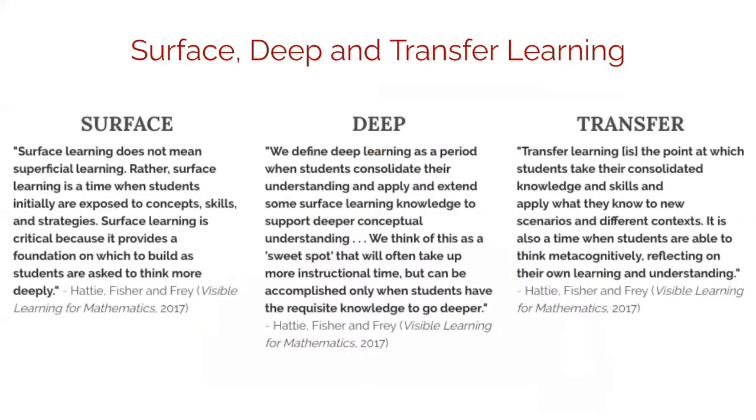When we talk about learning, there are 3 types of learning: surface, deep, and transfer. According to Doug Fisher and Nancy Fry, surface learning refers to building foundational knowledge, such as concepts, skills, and strategies. Deep learning is consolidating foundational knowledge to be able to apply and extend learning to develop a deeper understanding. And transfer learning is the point where students take all of their knowledge and understanding and apply it in new and different contexts.